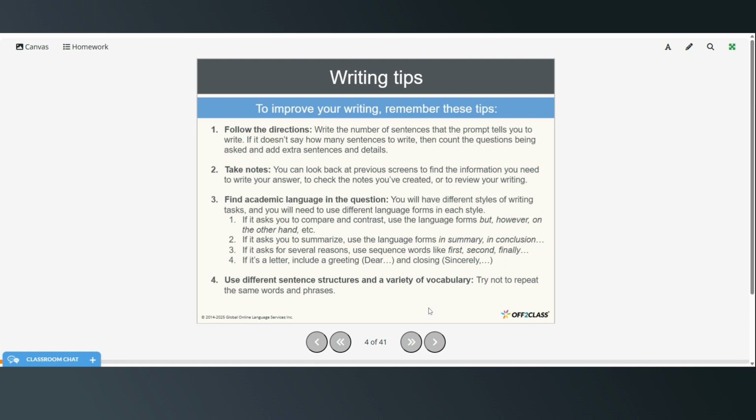Again, you can pause the video and read these writing tips on your own, and then restart when you're ready to continue.